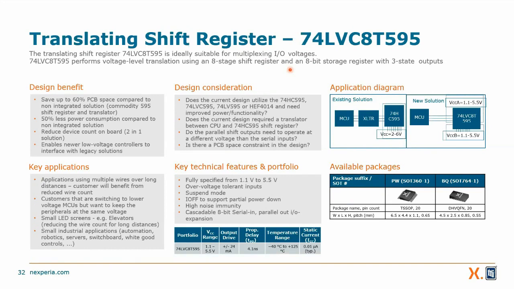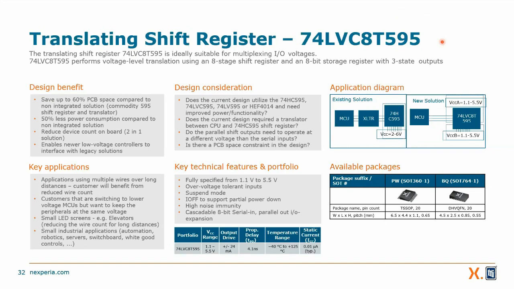Now, just briefly, this was based on the concept that a lot of people use this 595 function, which is a shift register. Serial data comes in, parallel data goes out of it. This part is used extensively in things like LED signage, the blinking LED signs or scoreboards and stuff like that. And so everybody was using the 595 function, but putting a translator in front of it.